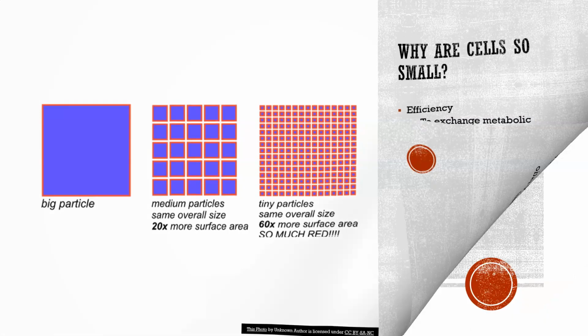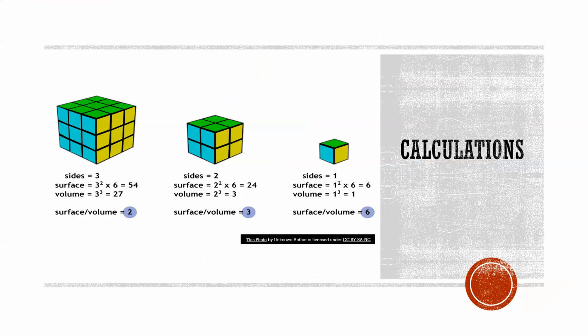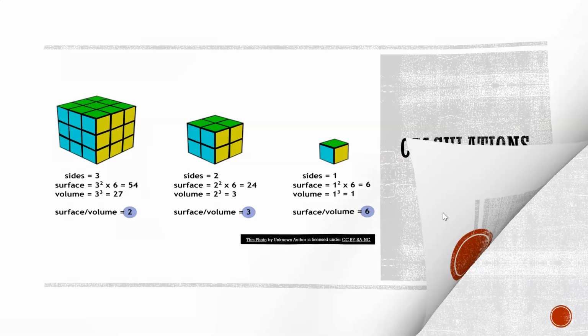So cells have a small surface area to volume ratio, and there's an important reason for that. Okay, so this is just another graphic to help you get your head around the idea of the bigger shape having a lower surface area than the smaller shape.